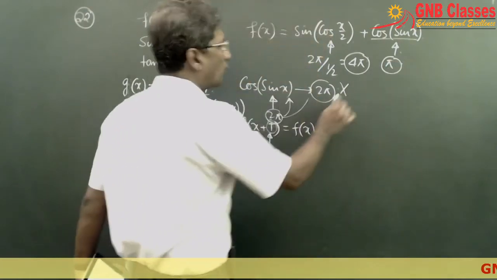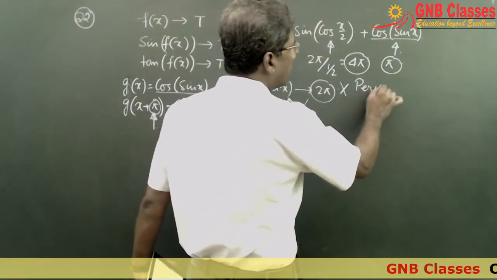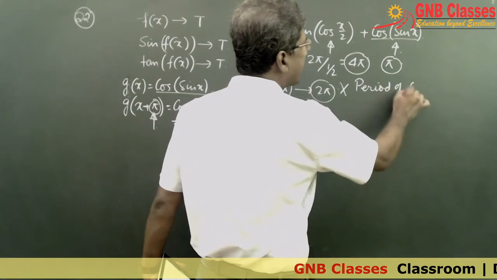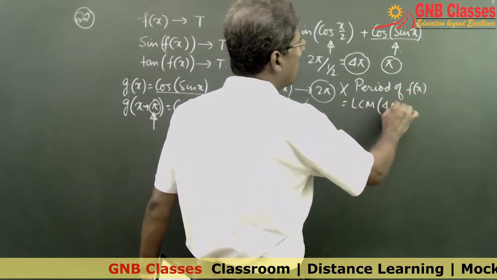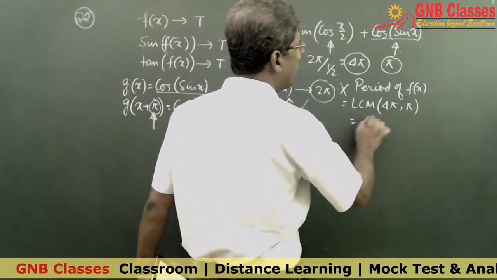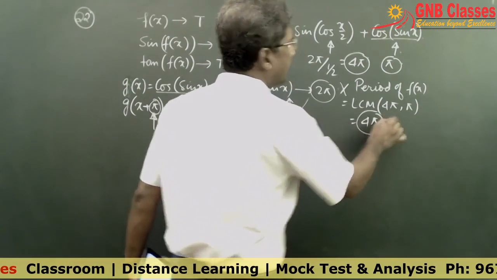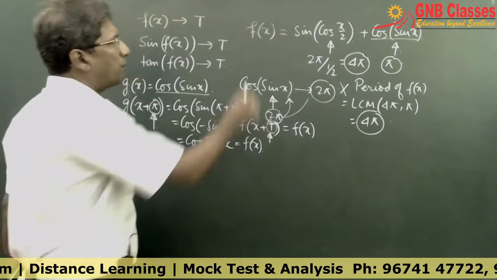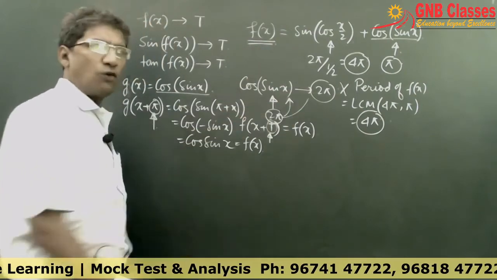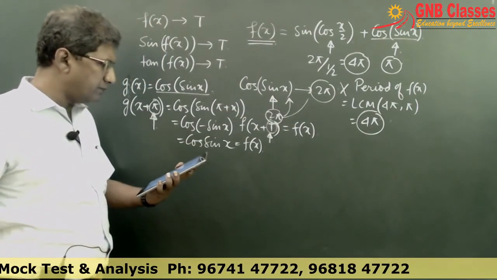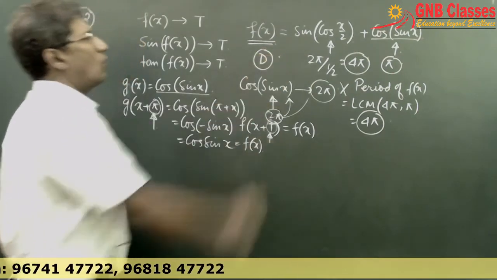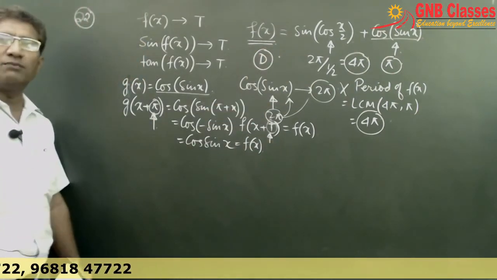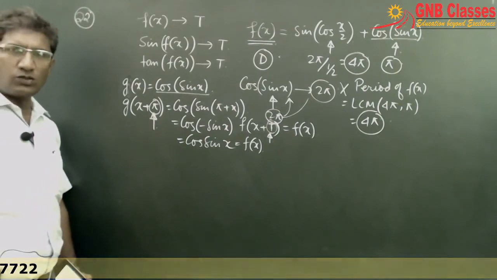Therefore, the period of f of x is nothing but the LCM of 4 pi and pi, which gives you 4 pi itself. Is it clear? Therefore, the period of the function f of x is 4 pi, and our option D is correct for question number 22. Is it clear to all of you?